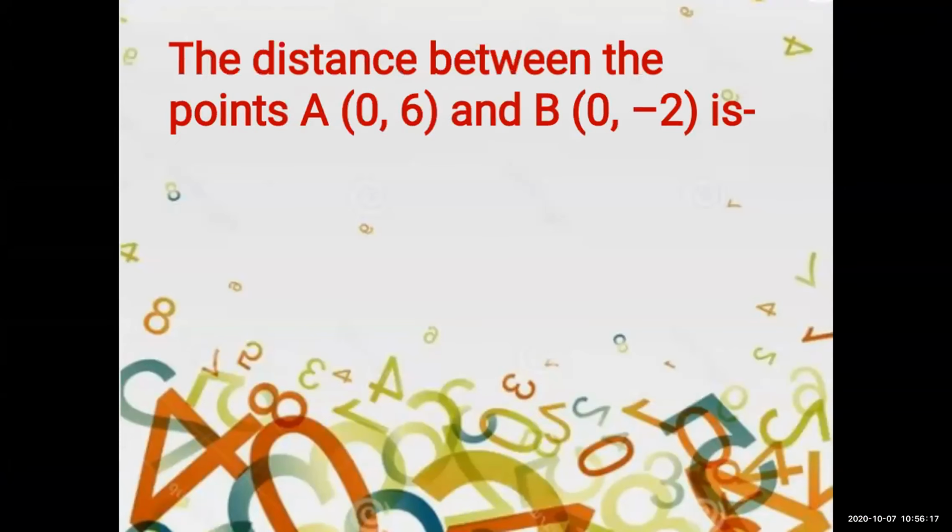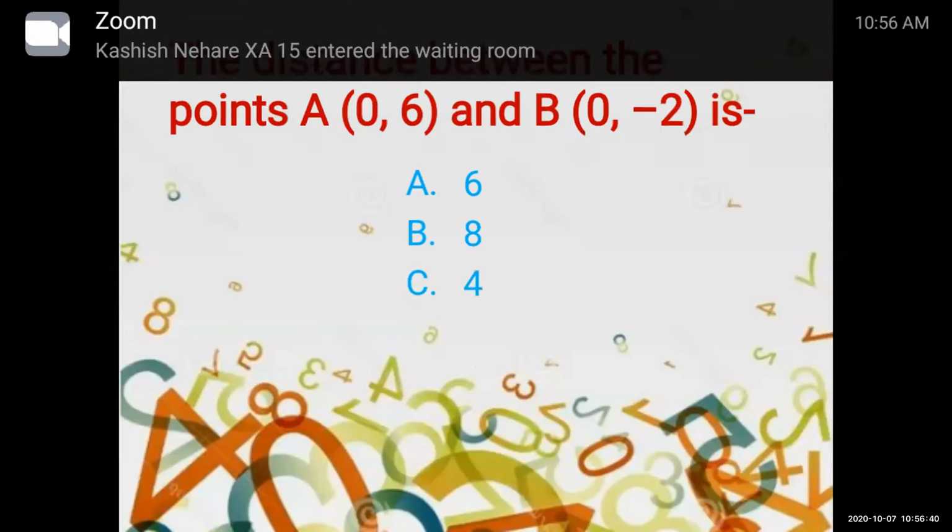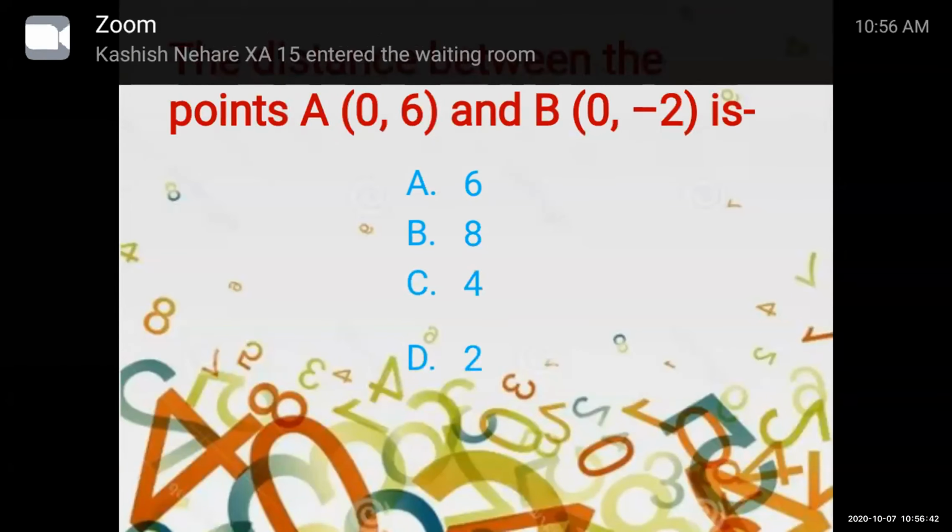The distance between the point A (0,6) and B (0,-2) is? Your time starts. Option A 6, option B 8, option C 4, option D 2.